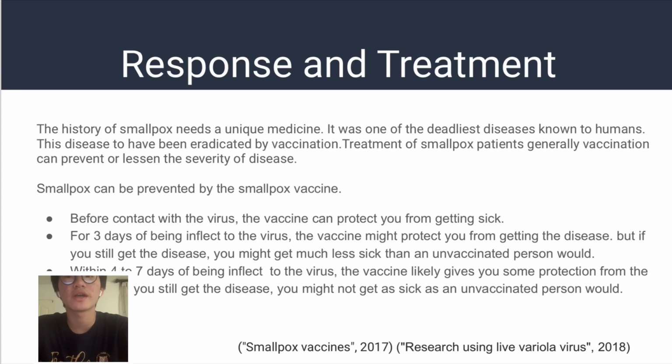Before contact with the virus, the vaccine can protect you from getting sick. Within 3 days of being infected with the virus, the vaccine might protect you from getting the disease, but if you still get the disease, you might get much less sick than people who did not take the vaccine. Within 4 to 7 days of being infected, the vaccine likely gives you some protection from the disease. If you still get the disease, you might not get as sick as people who did not take the vaccine as well.